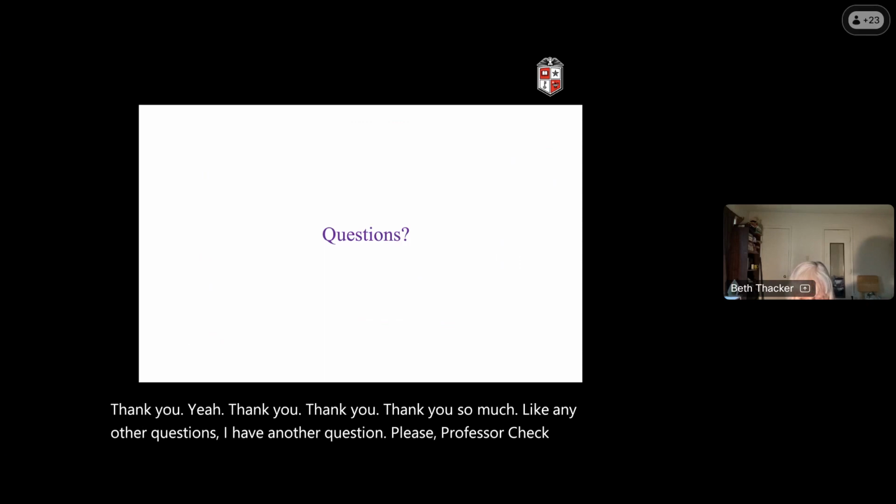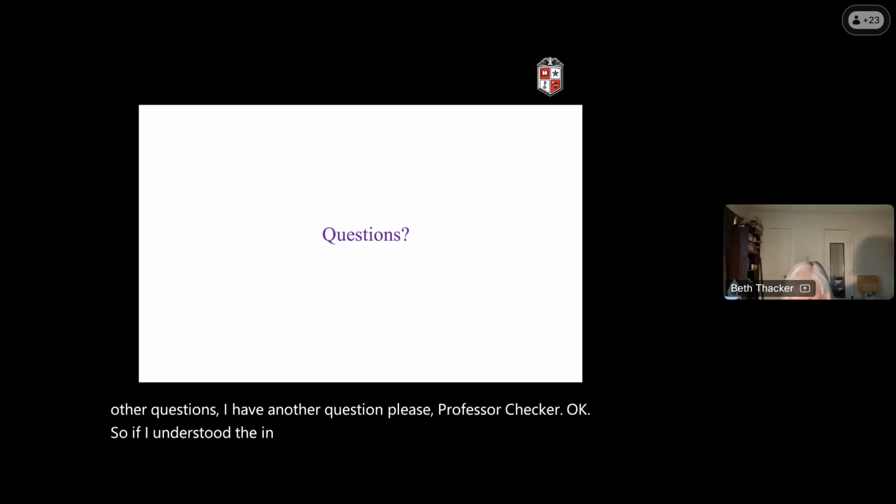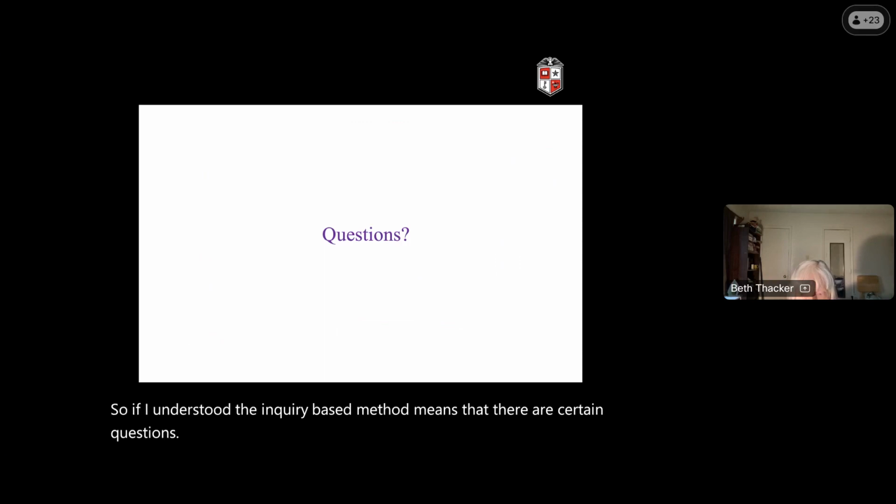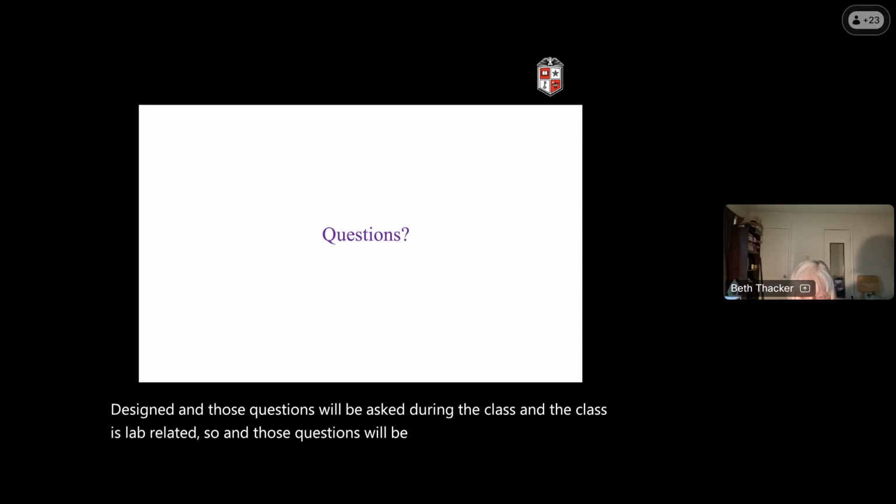Okay, so if I understood, the inquiry-based method means that there are certain questions designed, and those questions will be asked during the class, and the class is lab related. And those questions will be able to cover the required knowledge for the students. Is this the way this technique goes?